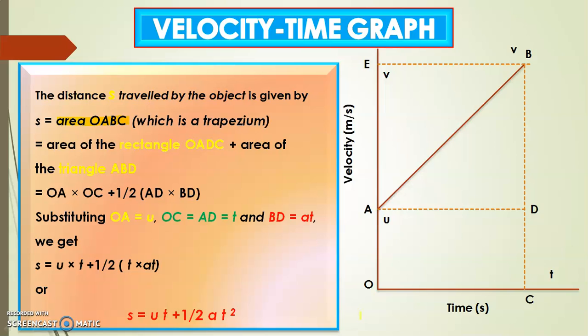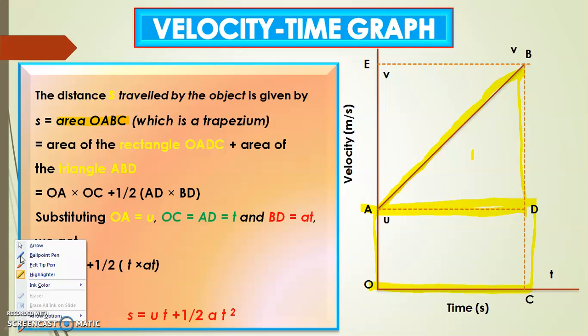Now this whole trapezium is divided into two portions. First is this triangle ABD and this rectangle OADC. Clear? So this whole trapezium is formed by two geometrical figures. First one is your triangle and second one is your rectangle. Now we have to find the area of this triangle and then we will find the area of this rectangle.